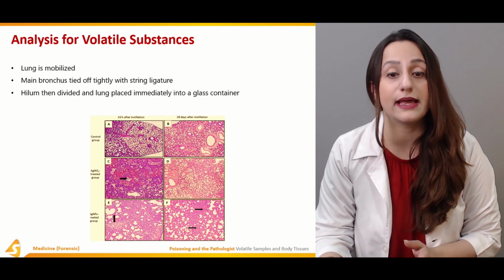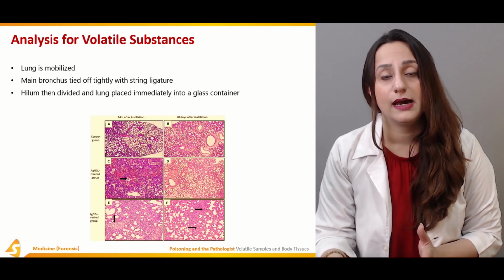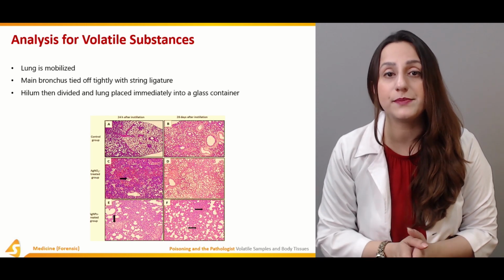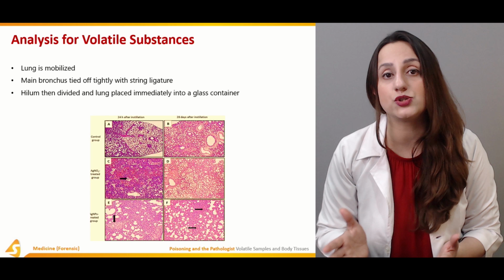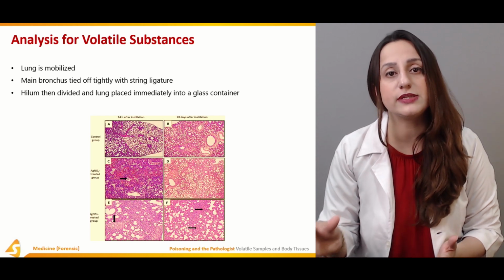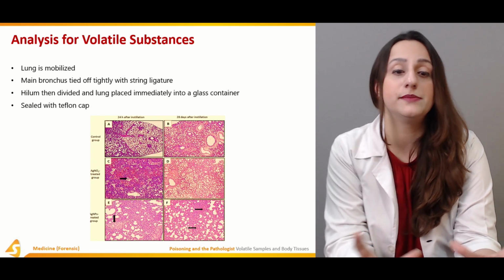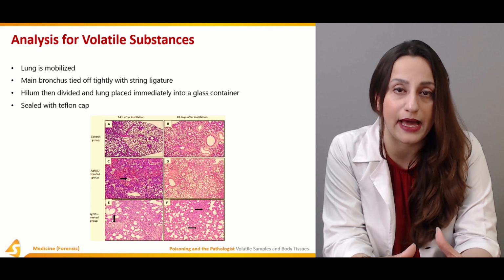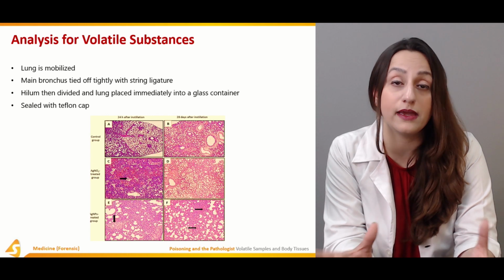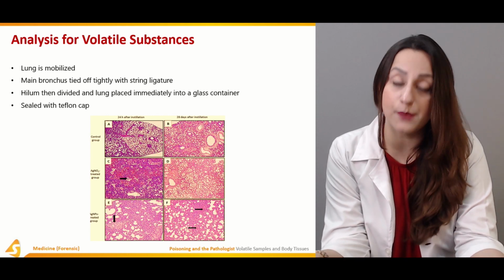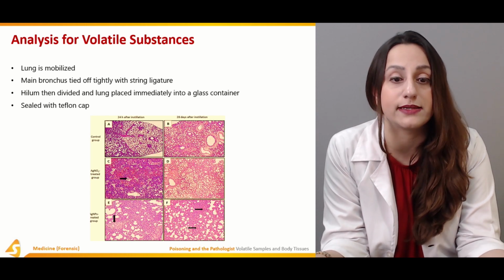The hilum is then divided and the lung is placed immediately into a glass container. This is the whole procedure that is going to be followed, and then the hilar samples as well as the lung tissue are to be sent to the chemical pathologist along with some of the details of the incident that took place. Then the hilum is sealed off with a Teflon cap, just to preserve the air, so the carbon monoxide cannot escape. Not letting it escape is basically the way we can detect it.